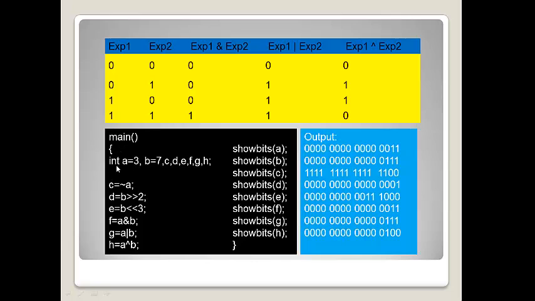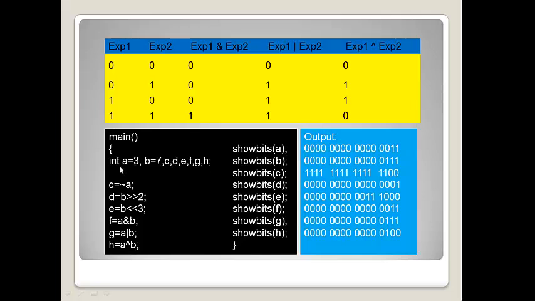In this program, integer a equal to 3, b equal to 7, and c, d, e, f, g, h are the variables. The a variable holds 3 and the b variable holds 7. d, e, f, g, h are also variables. c equal to the 1's complement of a. The tilde symbol is the 1's complement operator. 1's complement means we take the value of a.